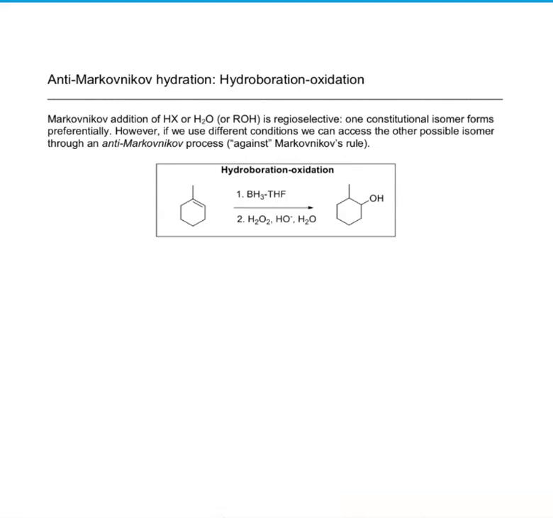So far, we've been talking about addition reactions that follow what's called Markovnikov's rule. So Markovnikov's rule, we would think about if we're adding HZ across an alkene. So HZ could be something like HX, like HBr, HCl. Remember, X means halogen. Or it could be water. Or it could be an alcohol. So we've seen examples of all three of those.